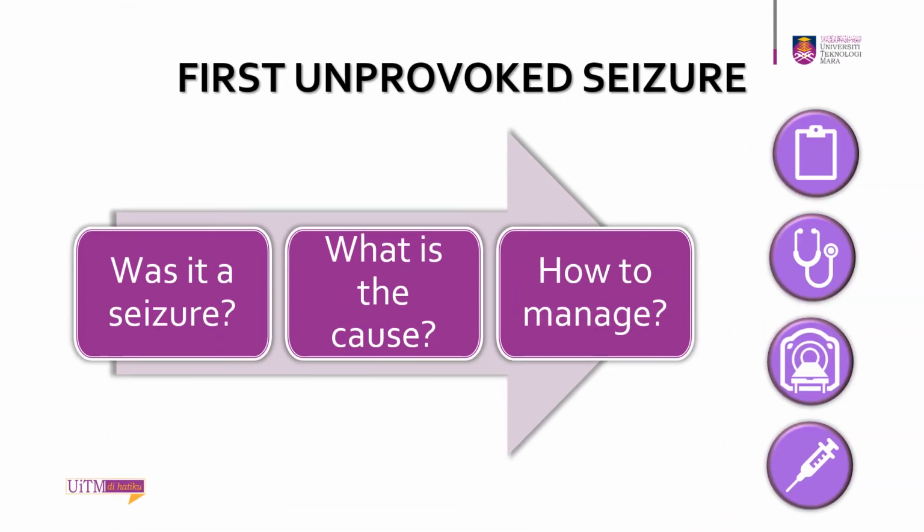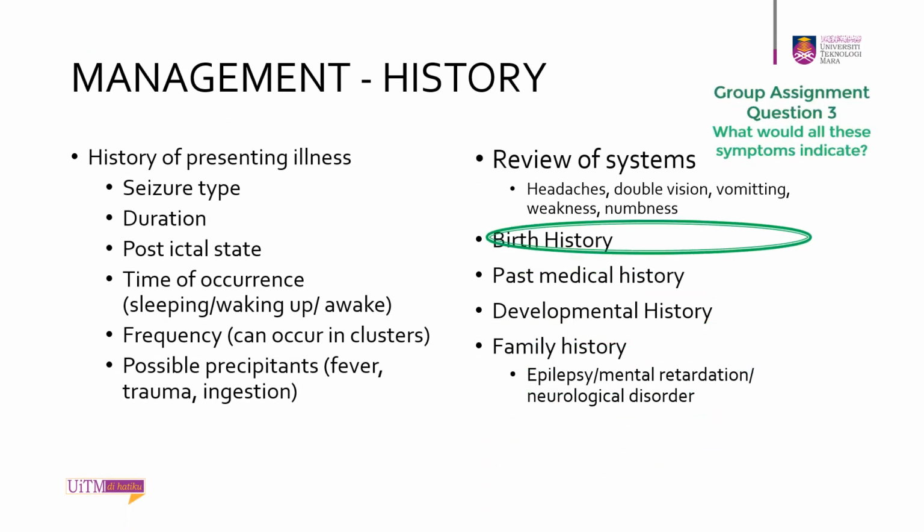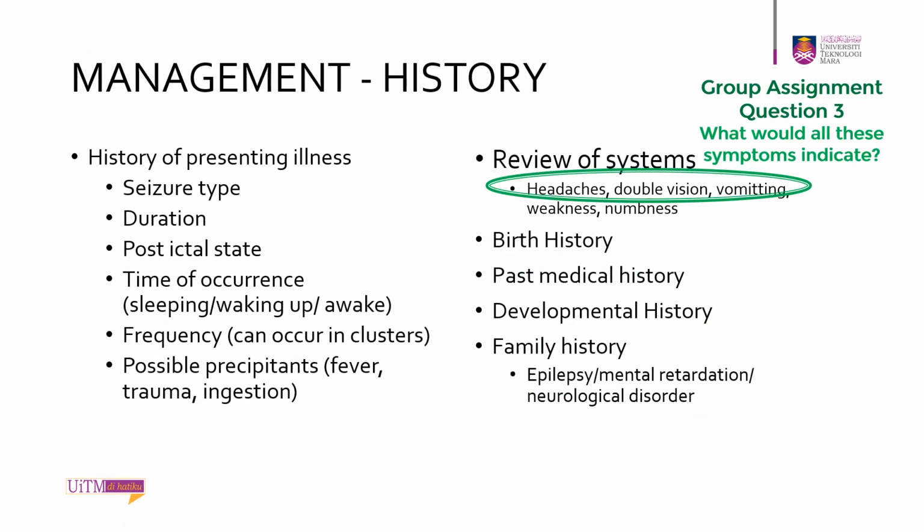Next, the key question is of course regarding how to manage a patient with seizure. History, physical examination, and appropriate investigations will then lead to the optimal treatment. During history taking, it is important to determine seizure type, duration, time of occurrence, as well as possible precipitants. Symptoms of increased intracranial pressure need to be explored. Other components of history taking, especially developmental milestones, play a crucial role.